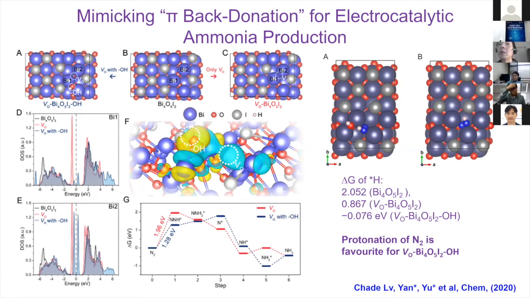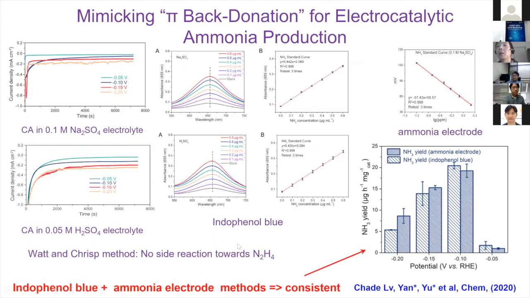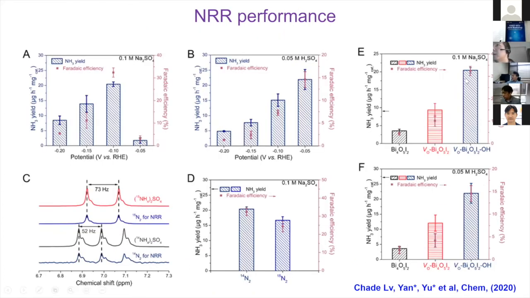And the way to detect the ammonia is by the indophenol blue method and the ammonia electrode. This means we did 2 kinds of detection process and compared the results. They are within a reasonable error range, which confirms our detection of this ammonia is reasonable. We did it in both neutral and acidic conditions. The neutral and the acidic conditions both show a reasonably good Faraday efficiency and yield.